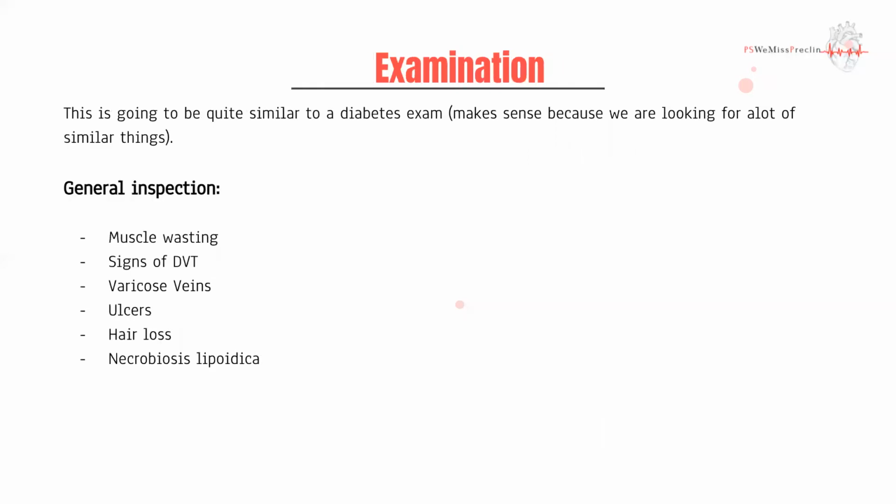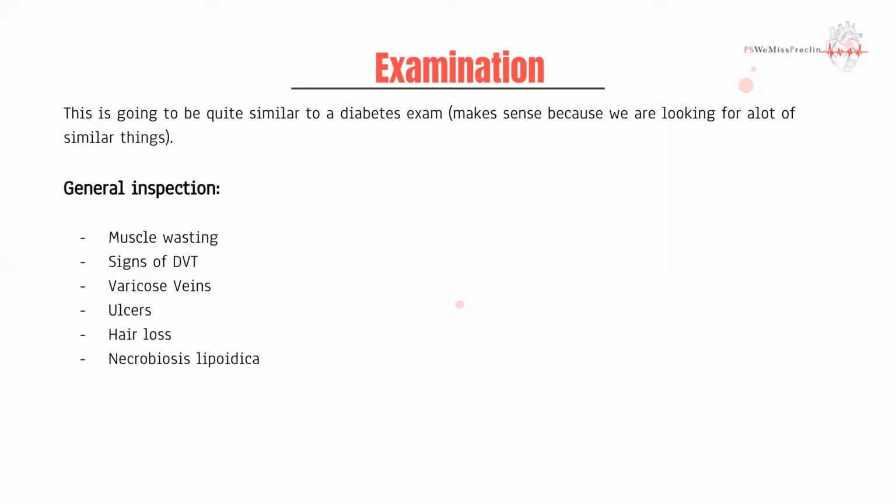When you examine these patients, this may be often quite tricky because we're not really taught a peripheral vascular examination per se. But if you know your diabetes exam, it's quite similar because obviously one of the key components of a diabetic exam is assessing macrovascular damage. So you'd be looking for, obviously starting with general inspection, any muscle wasting because you would have hypoperfusion, signs of a DVT, which obviously patients with PVD are at a high risk of because of the procoagulatory state.